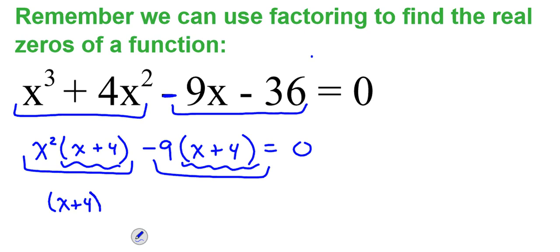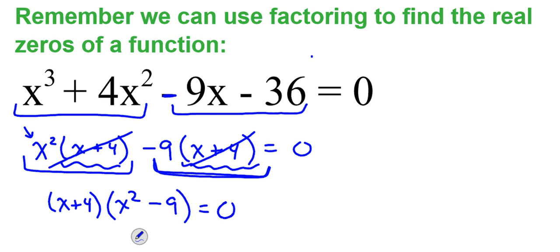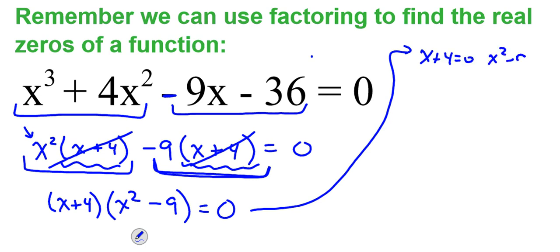When we factor out the x plus 4 from this term, it's like we are dividing by x plus 4. And what's left is x squared. When we're taking this term and factoring out an x plus 4, we divide by x plus 4. What's left? The negative 9. All right, so then let's just keep going. We've got x plus 4 equals 0 and x squared minus 9 equals 0.